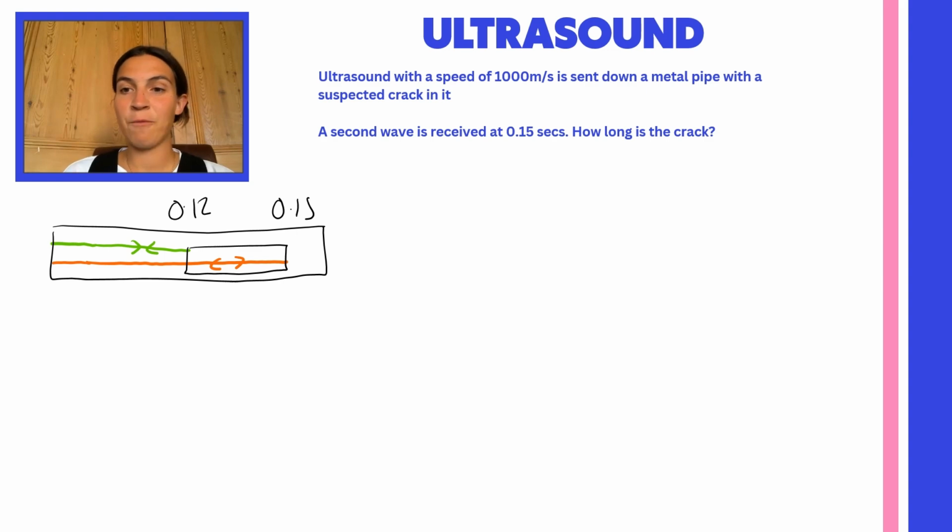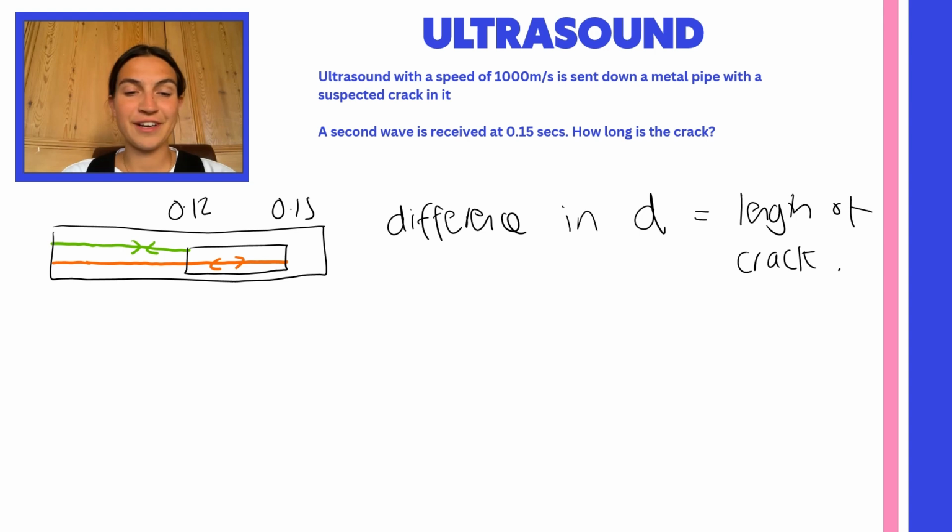So basically what I need to notice is that the difference in the distances that my green one has travelled and that my orange one has travelled would actually be the length of my crack.